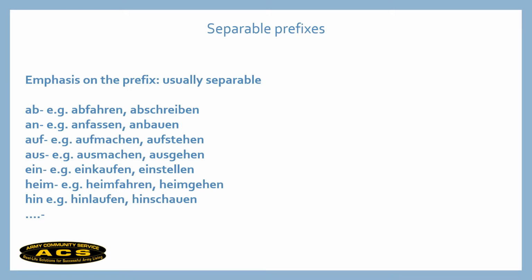So there are quite a few prefixes that verbs can have, but be careful because not every verb with a prefix is actually separable. You usually recognize that a verb is separable if there's an emphasis in the pronunciation on the prefix. So for example, if I have the prefix ab, I would say abfahren, so I have my emphasis on ab. Or I have a prefix saying auf, and then I would say aufmachen, to open, basically.